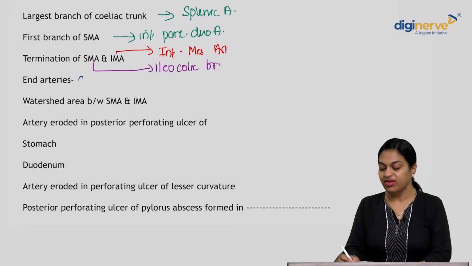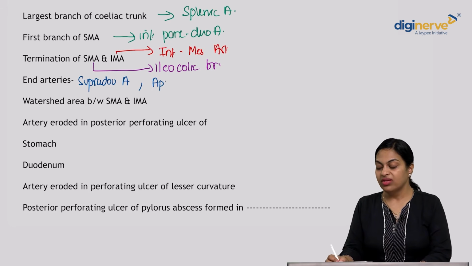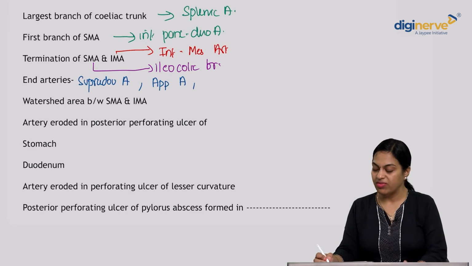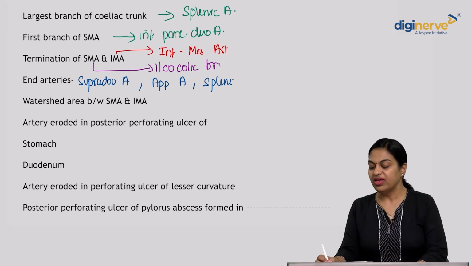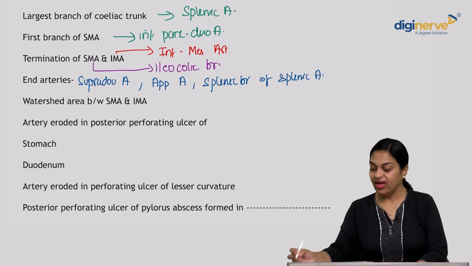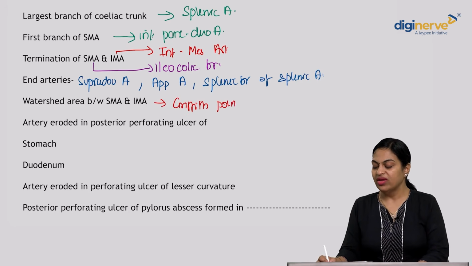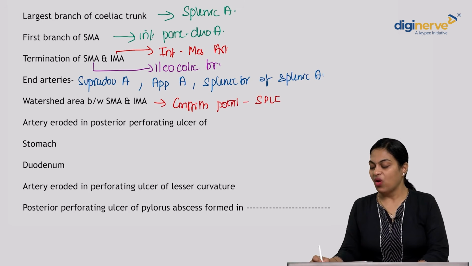What are the end arteries? The supraduodenal artery of Wilkie, that's a branch of the gastroduodenal artery. The appendicular artery, a branch of the ileocolic division of the superior mesenteric artery, and the splenic branches of the splenic artery. The watershed area between the superior mesenteric artery and inferior mesenteric artery, the Griffith point, corresponds to the splenic flexure or the left colic flexure.